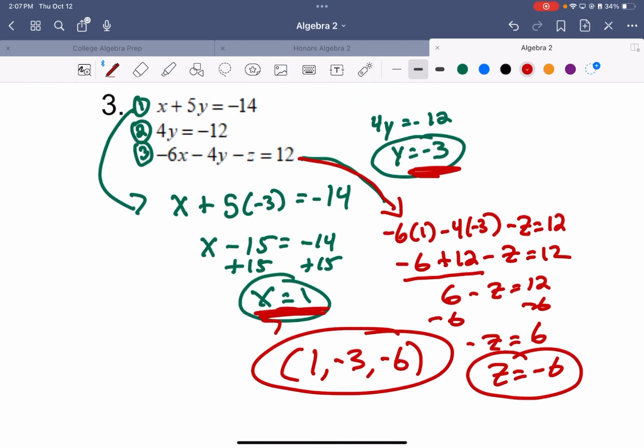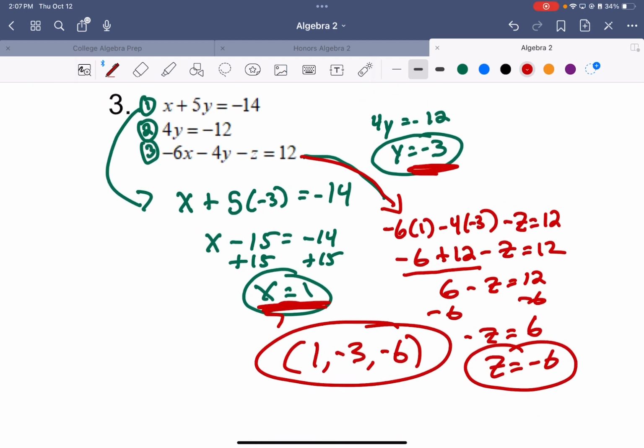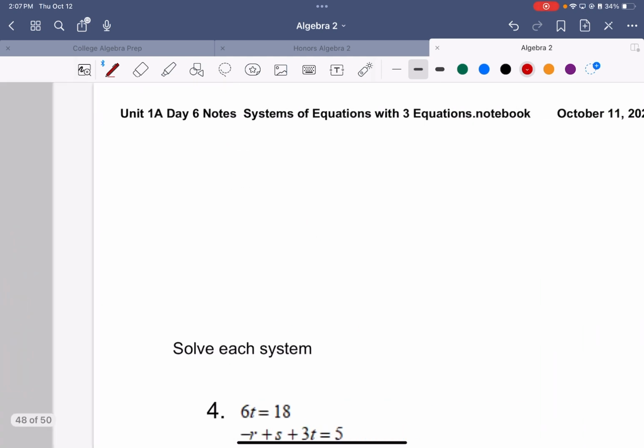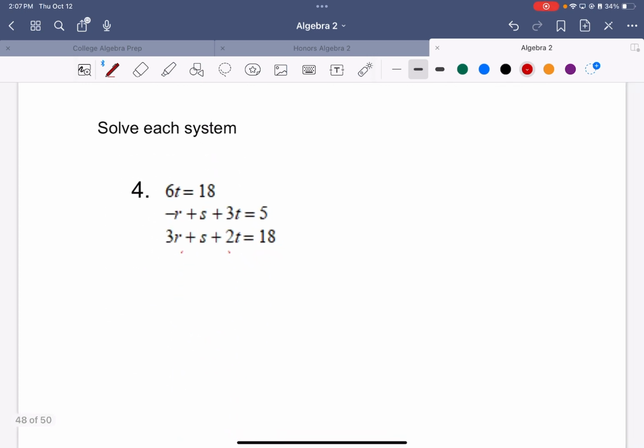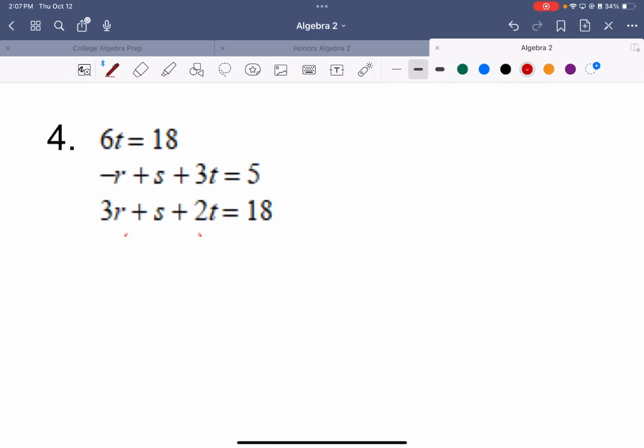Can't emphasize enough how powerful of a tool substitution is in mathematics. I mean, you can do so much with substitution in here. This 4y right here, I actually could have just replaced that with negative 12. Substitution's powerful. Okay, so let's look at the next one.